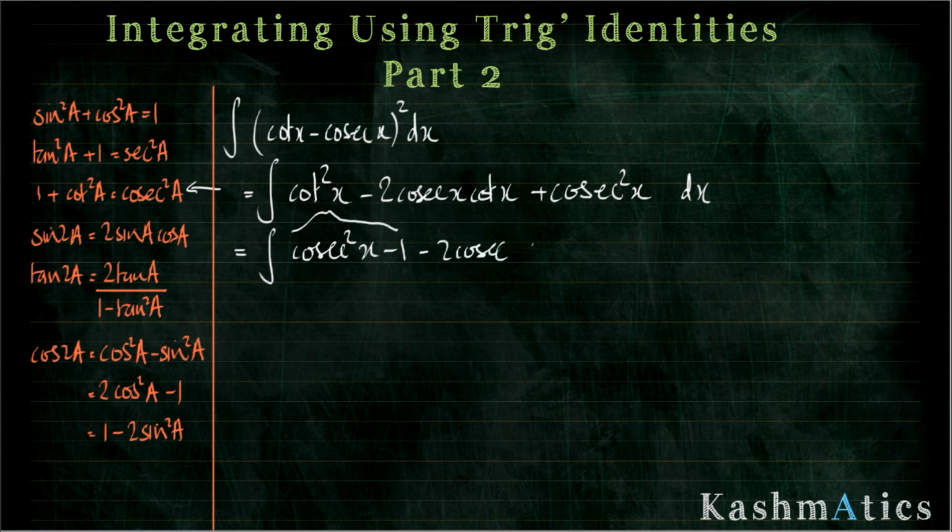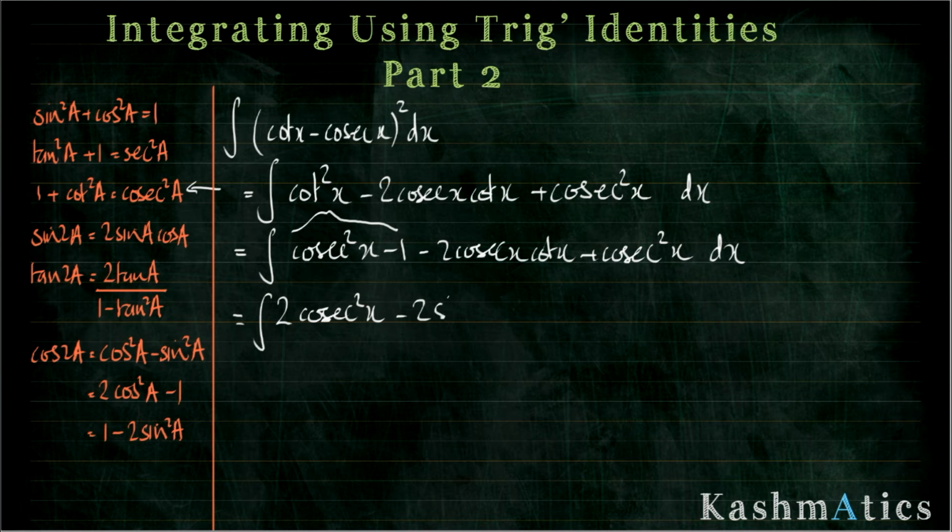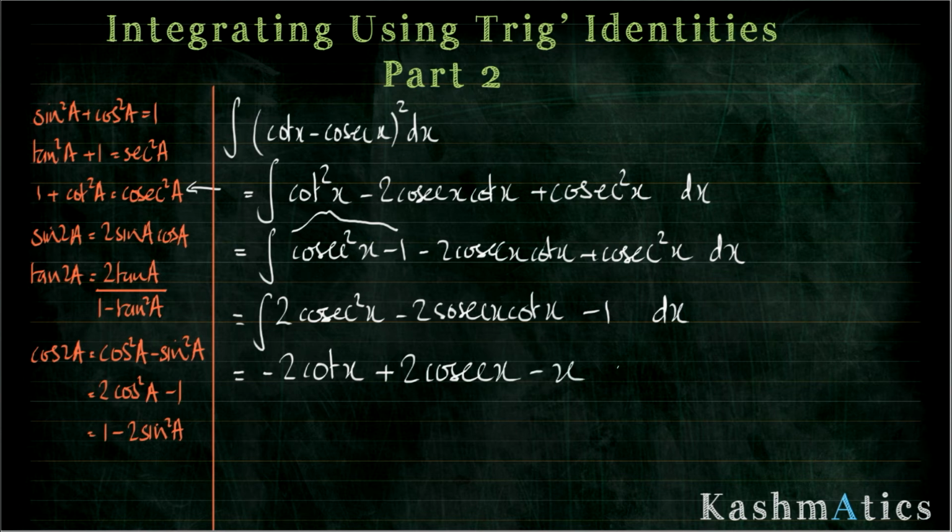Take away 2 cosec x cot x plus cosec squared x dx, and let's just tidy this up a little bit. I've got 2 cosec squared x, take away 2 cosec x cot x, minus 1 dx. So what I've got now is three terms which I know I can integrate. So cosec squared comes from cot, but there's a change in sign, so that becomes minus 2 cot x. This here comes from cosec x. Again, there's a change of sign, so that'd be a plus 2 cosec x. This is just minus x plus c.